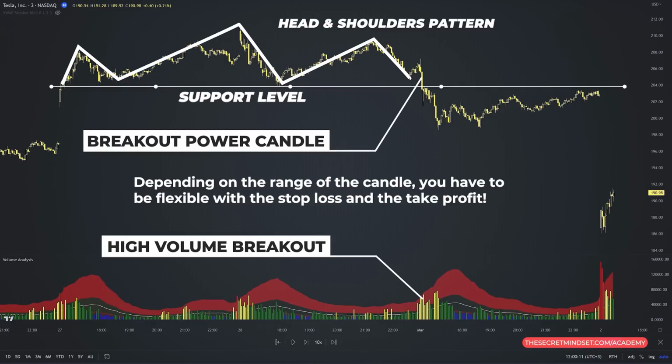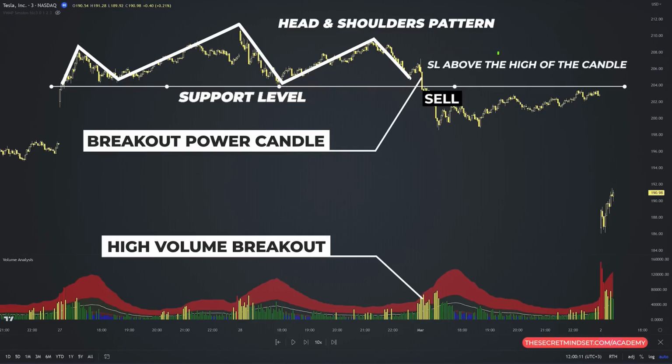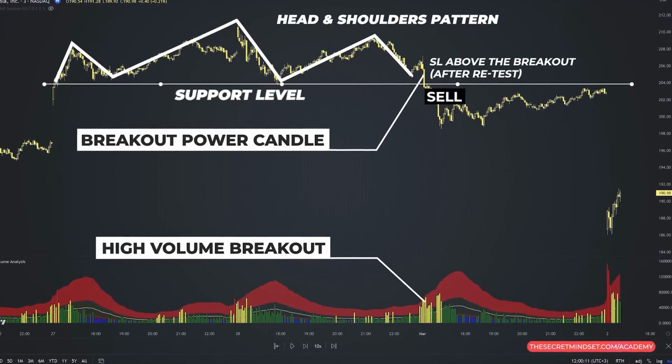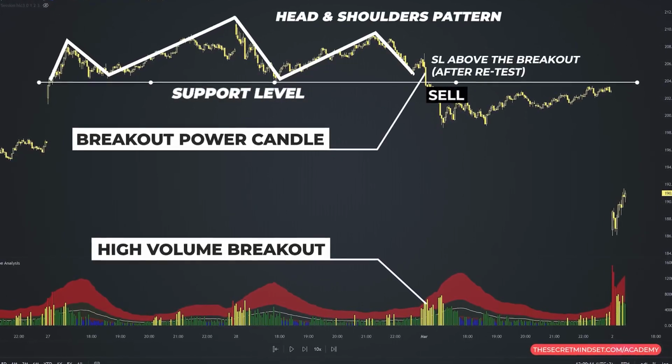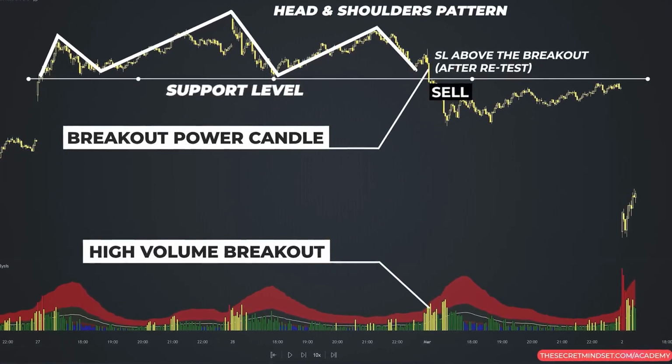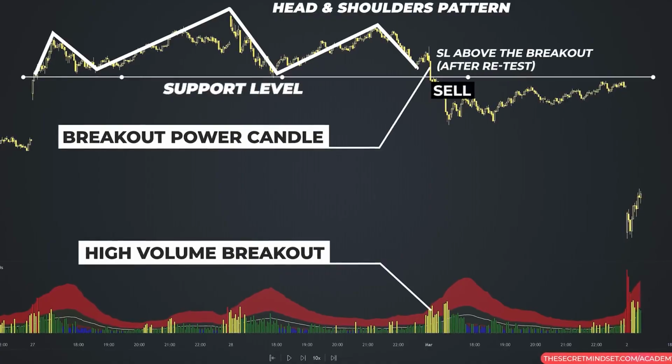The entry is simple when the candle breaks below the support level, because we also have the volume confirmation. The obvious stop loss location is above the high of the candle, but in some cases, this stop loss will not offer an appropriate risk to reward ratio because the take profit would be placed far away from the entry. A solution would be to wait for a retest of the breakout and then place a stop loss above this area. But be warned, in some cases, you won't have the chance for a retest. The power candle breaking an important level will lead price with even more momentum.